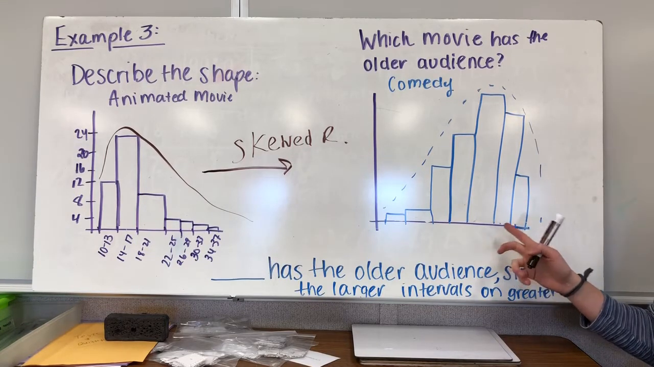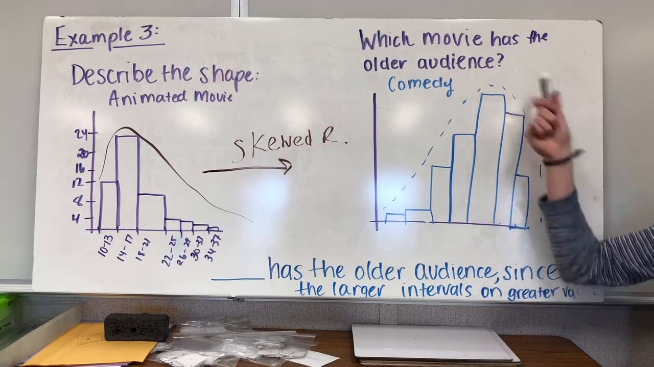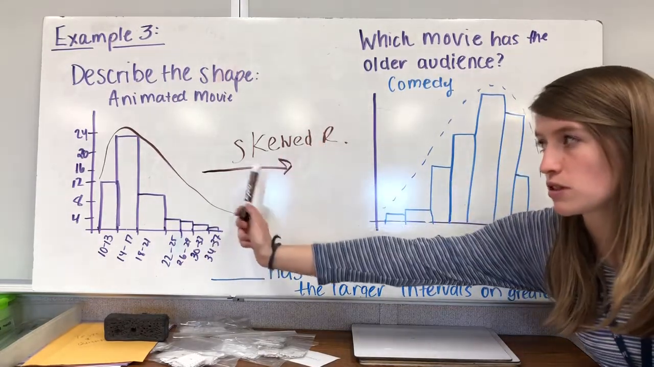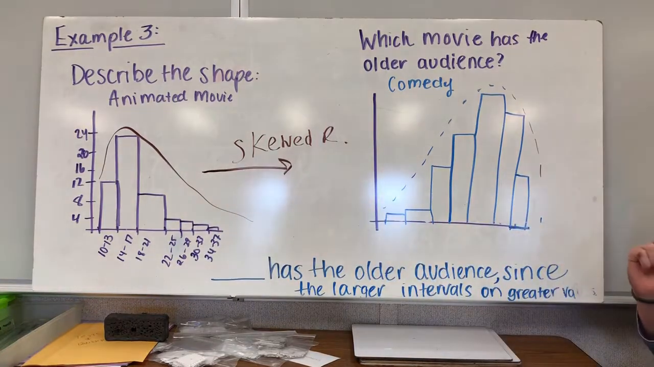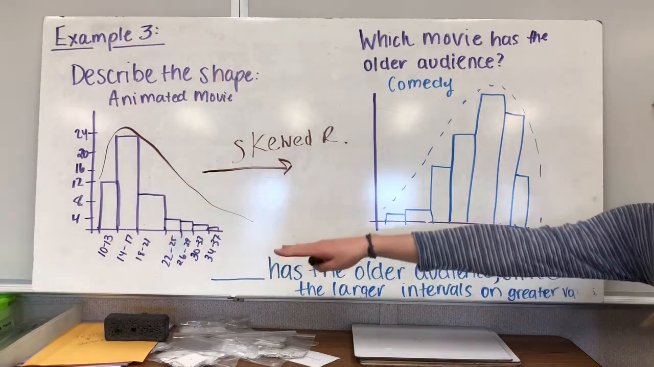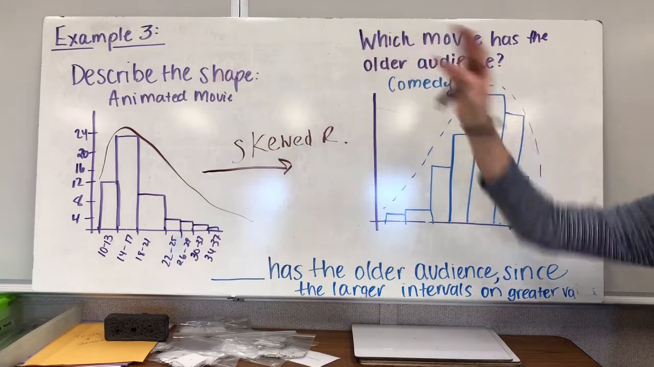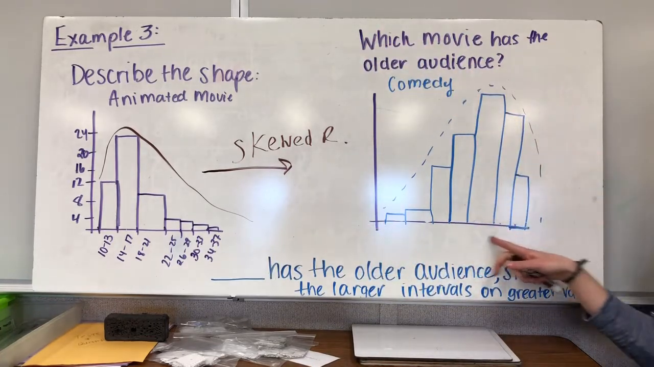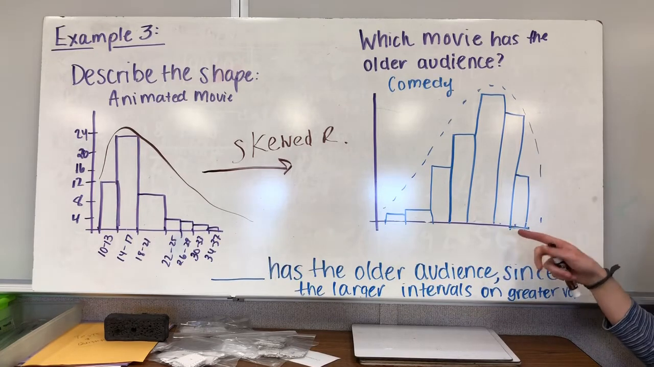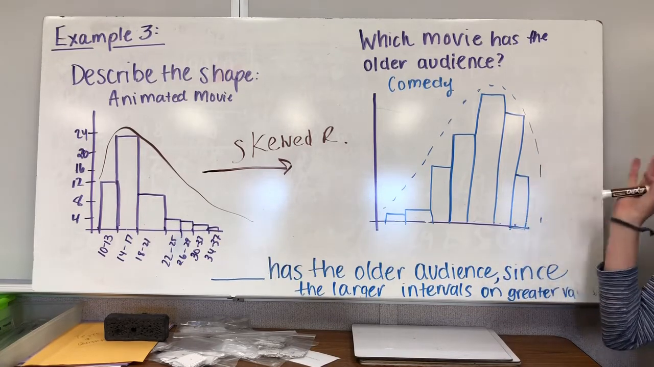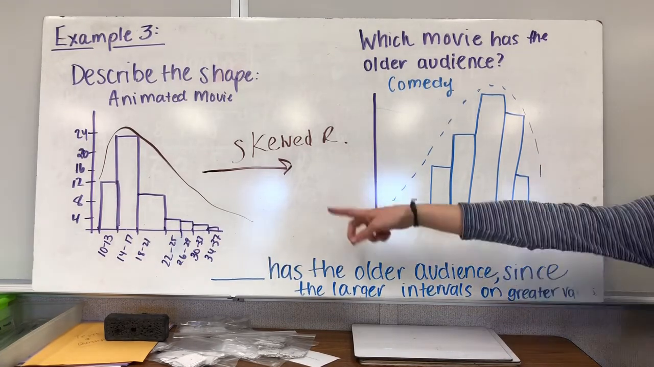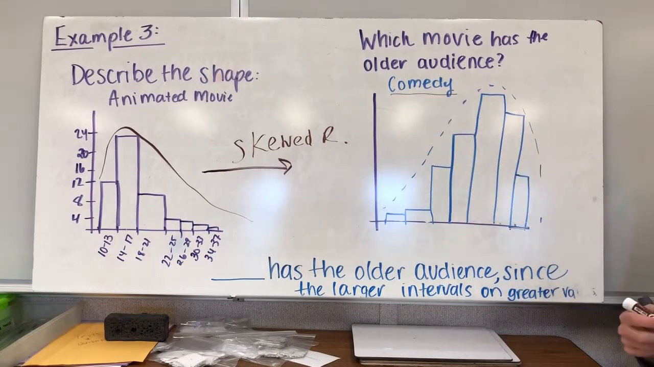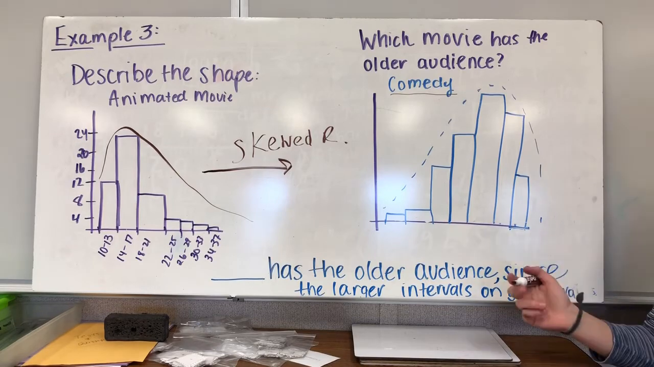This data set was skewed left, which means most of my data is on the right. This was skewed right, which means most of my data is on the left. In this case, I have the largest frequencies on the smallest values. I have the largest frequencies on the larger values here. So I can see that more of my data is on the older ages, and more of my data is on the younger ages here, so that means that comedy, in this case, has the older audience.